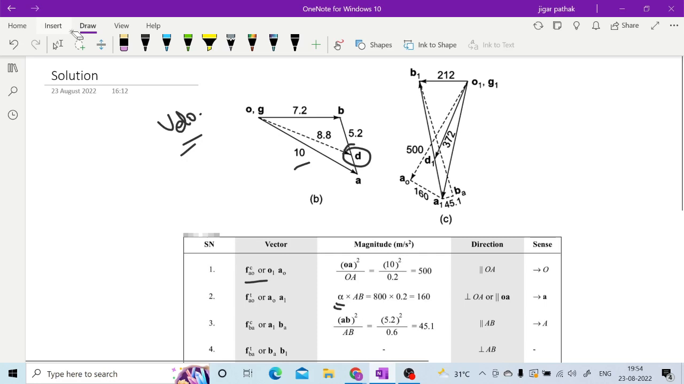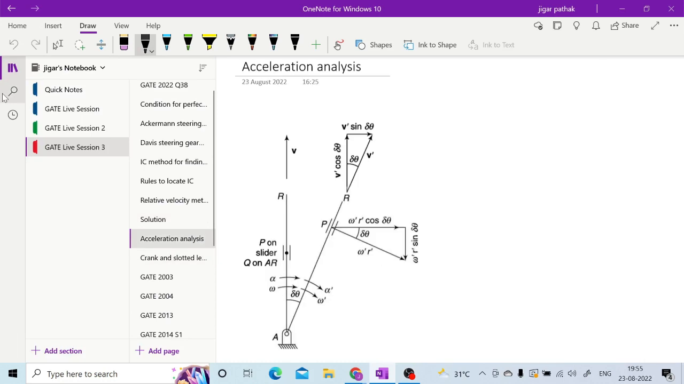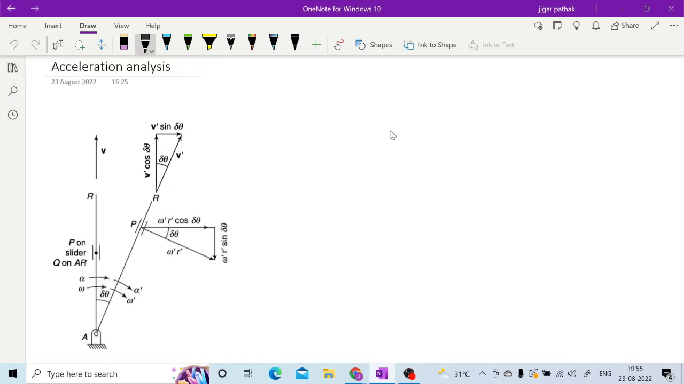So now let us go to the next slide, that is acceleration analysis. So in acceleration analysis, actually we have seen how you are drawing the centripetal and tangential components. So now here, when you are having two different motions of a link, like in your quick return mechanism, if you remember in the crank and slotted lever mechanism, your slider is having linear motion as well as angular motion. So once this kind of component is there in your mechanism, it must have a Coriolis component, right? So we will see how that Coriolis component can be calculated.